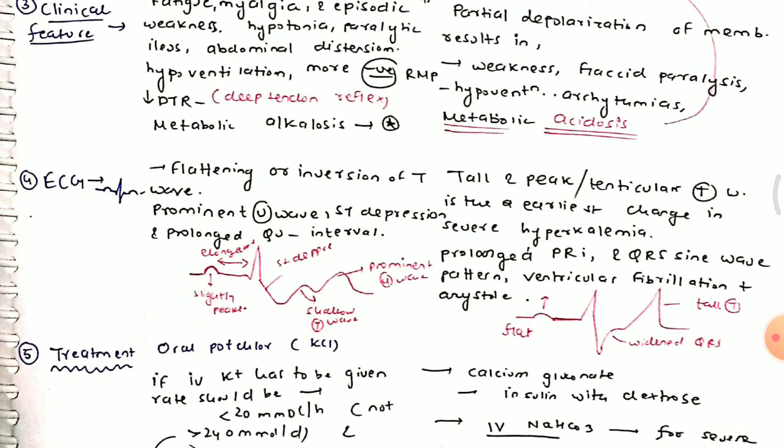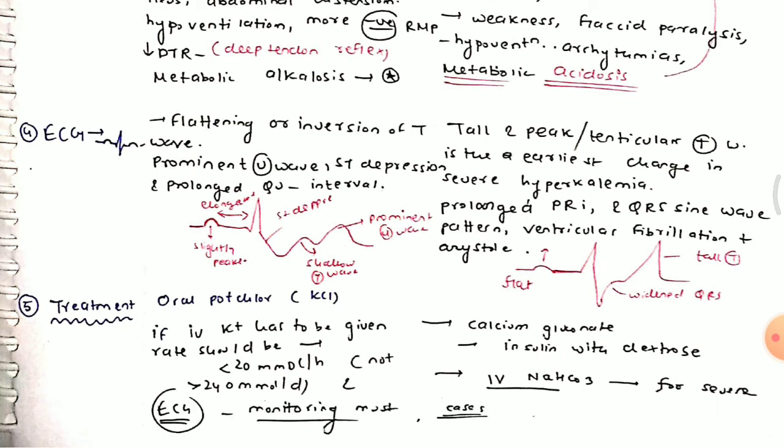ECG changes in the hyperkalemia state: tall and peaked tented T wave is noticed. It is the earliest change in severe hyperkalemia. Prolonged PR interval and QRS, sine wave pattern, ventricular fibrillation plus asystole is seen. So this is just the ECG demonstration which I have made. The treatment for hyperkalemia could include calcium gluconate, insulin with dextrose, IV NaHCO3, sodium bicarbonate for severe cases.